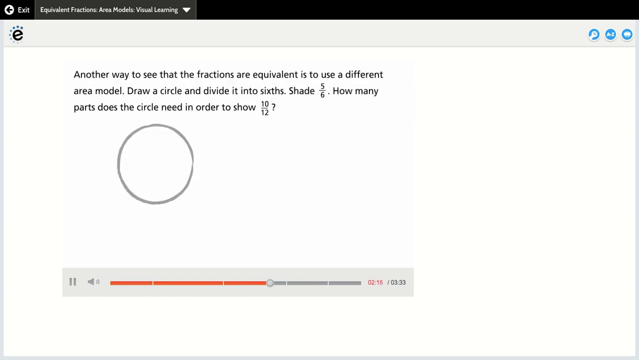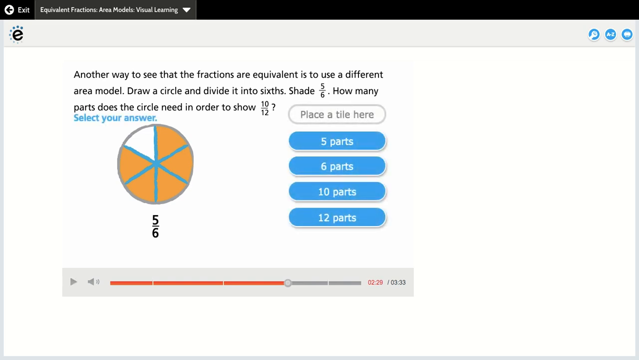Another way to see that the fractions are equivalent is to use a different area model. Draw a circle and divide it into sixths. Shade 5/6. How many parts does the circle need in order to show 10/12? Select your answer.